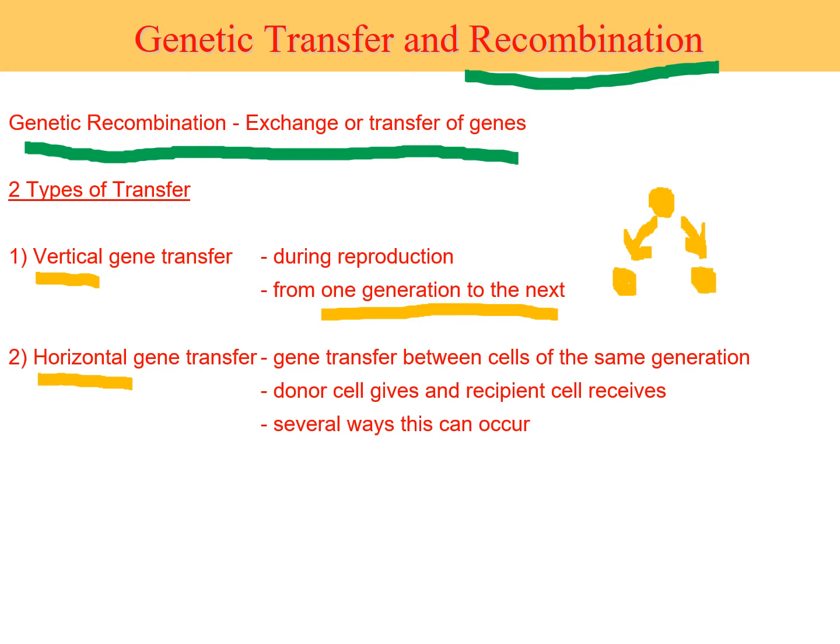But the other that occurs potentially is horizontal gene transfer, where a gene is transferred between cells that are alive at the same time and within the same generation. One cell that gives the genetic material or gene is called the donor cell, and the other one's the recipient cell. And there's several ways that can occur.